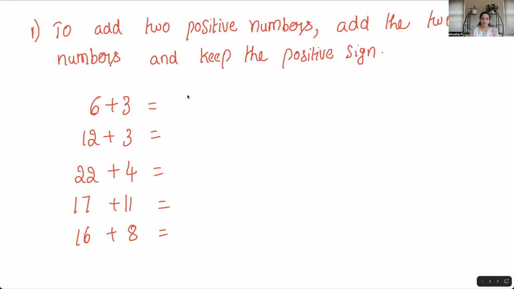So 6 plus 3 is 9. So you'll write plus 9 or you can just write 9. 12 plus 3, which is 15. 22 plus 4, 26. 17 plus 11, 28. 16 plus 8, 24. Okay, so to add the two positive integers or positive numbers, add the two numbers and keep the positive sign.